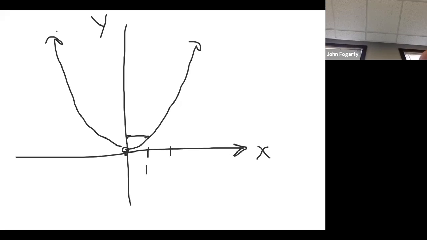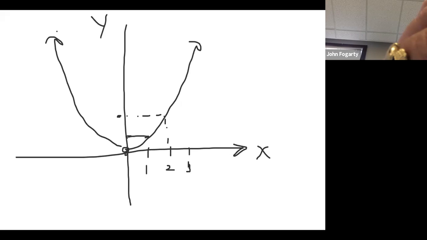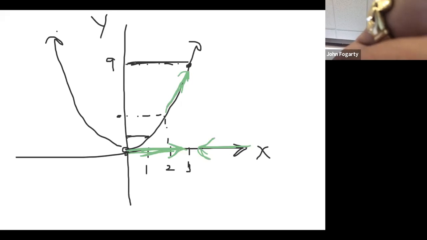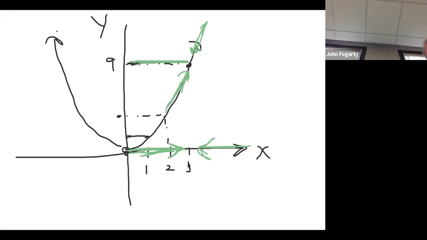X squared, 2 squared? 4. 3 squared? 9. Yeah, that's about 9, right? So if I had a graph of that, as I approached 3 from the left, and as I approached 3 from the right, what value am I approaching? 9. Make sense? So there's your algebraic solution, right?